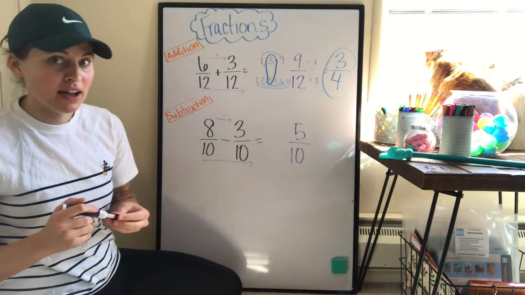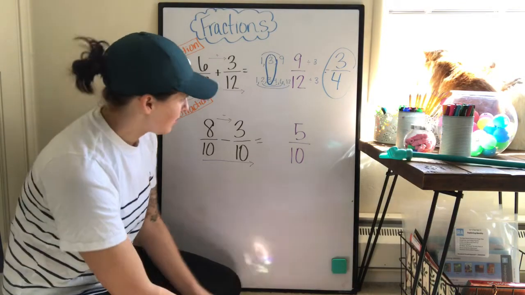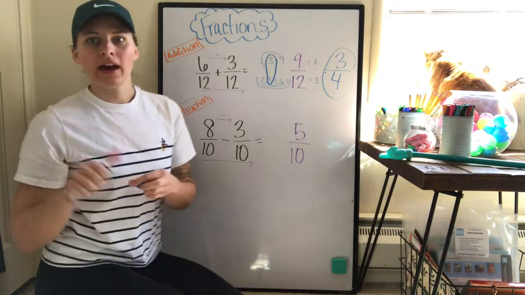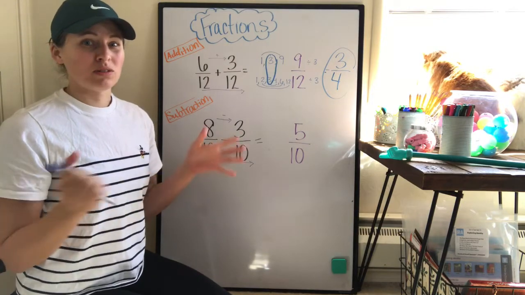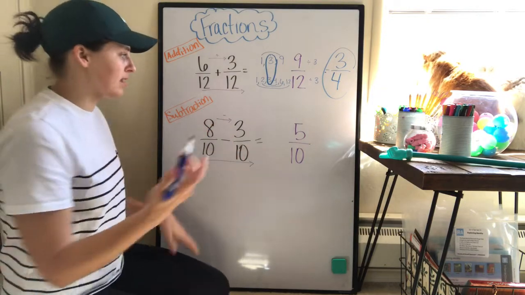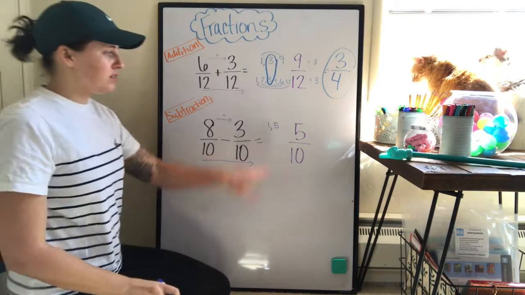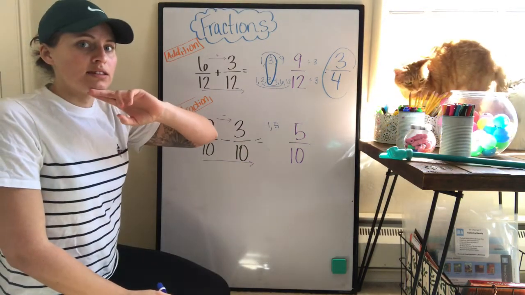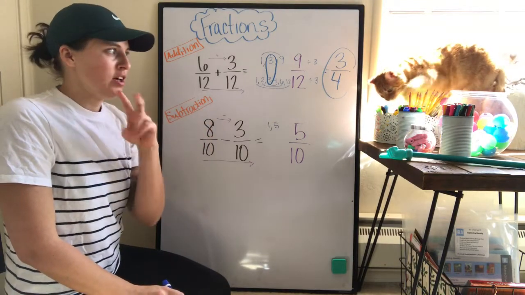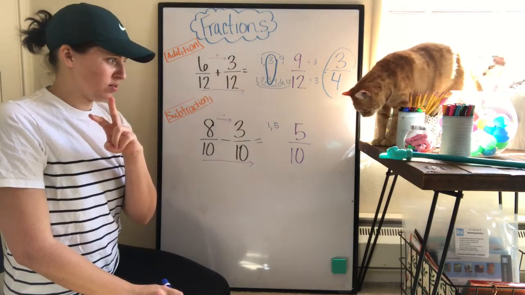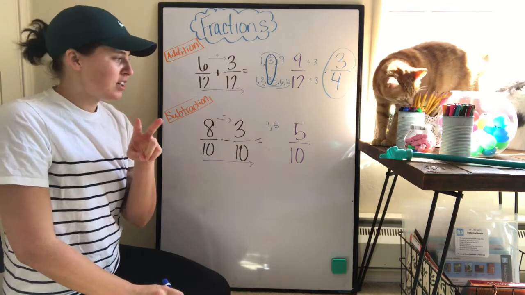So again, we might have to simplify this. Some of you can see right away what we can simplify this to. Some of us, we need to come up with factors, and that's fine. 1 and 5. This only has 2 factors. That makes this a prime number. It only has 2 factors.